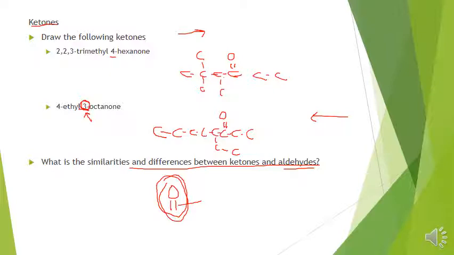Also, aldehydes are produced from oxidation of primary alcohols, and ketones are produced by oxidation of secondary alcohols.